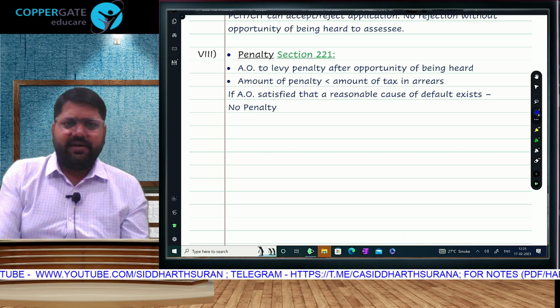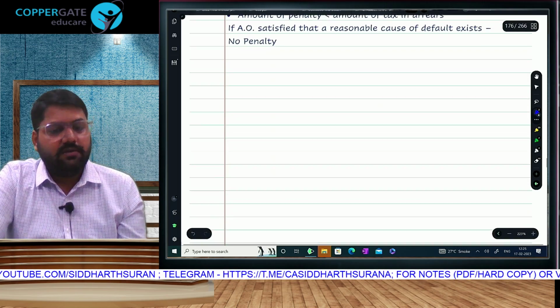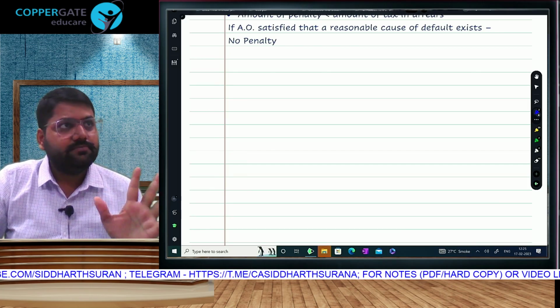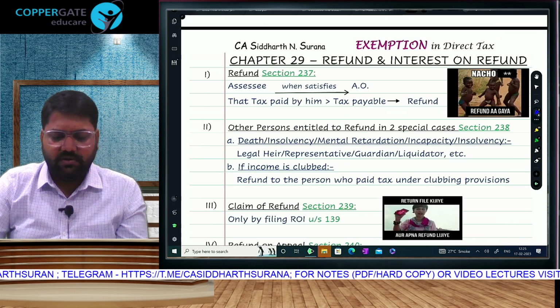We will be able to complete at least refund and recovery proceedings even if we are not able to complete transfer pricing. Okay. Next, refund and interest on refund.